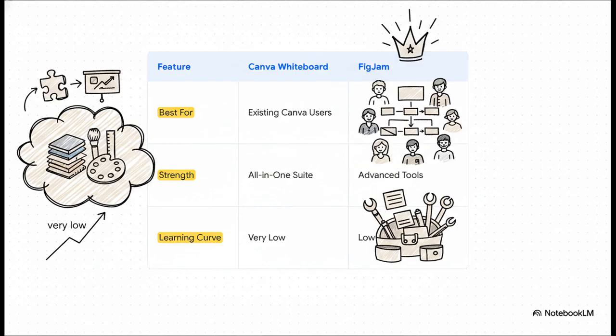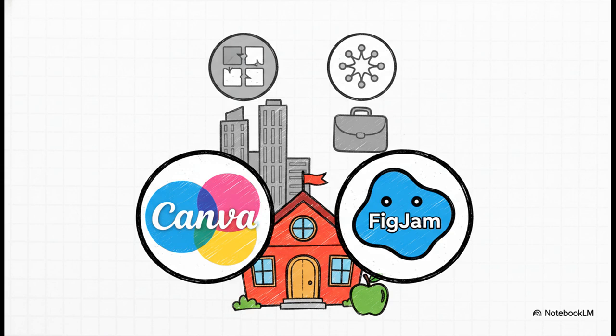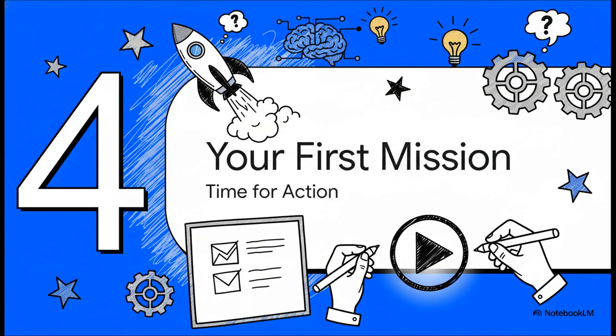The learning curve is basically zero. But if your number one goal is to have the most powerful, feature-rich, real-time collaboration experience you can get, then FigJam is the undisputed champ. Now, Canva and FigJam are incredible starting points, but it's good to know they're not the only players in this game. You might hear names like Miro or LucidSpark, which are also super powerful platforms. But for most of our needs in the classroom, honestly, Canva and FigJam really offer that perfect blend of power and simplicity.